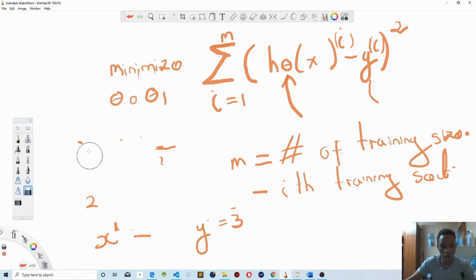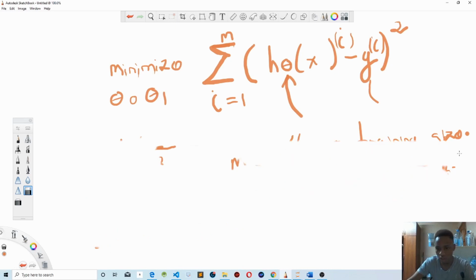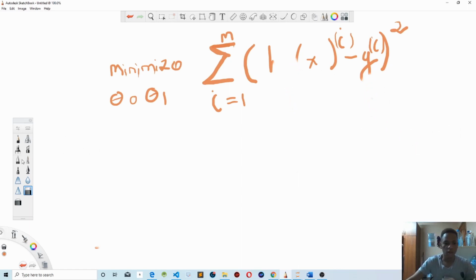Now back to our cost function. I said that the goal was to minimize the difference between our hypothesis and the actual value of y. That's our goal. So here we divide by 1 over 2m, where m is the size of the training set.